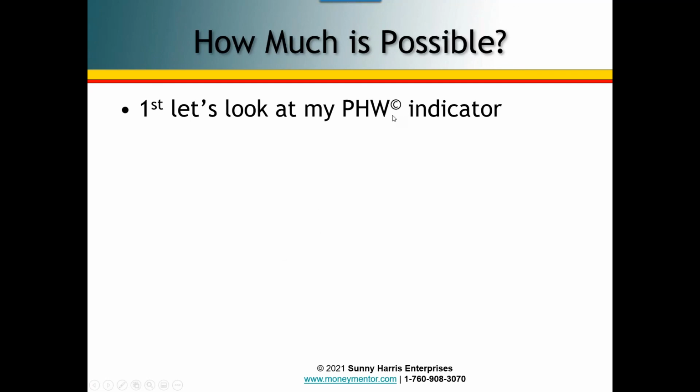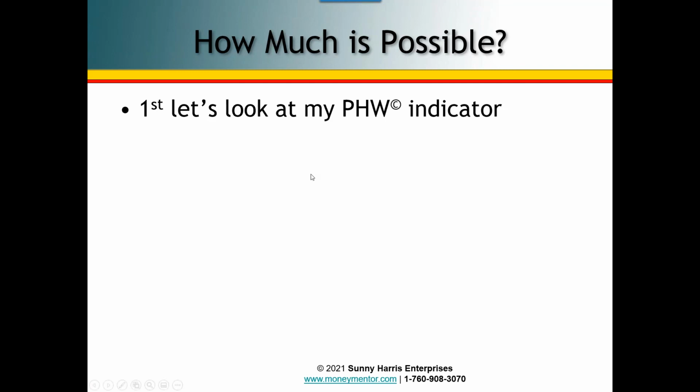First thing, I have an indicator called PHW. You can go to moneymentor.com and go either to the products page or the order form page. You don't have to order anything, but the order form shows you the prices, and the products page shows you the pictures.